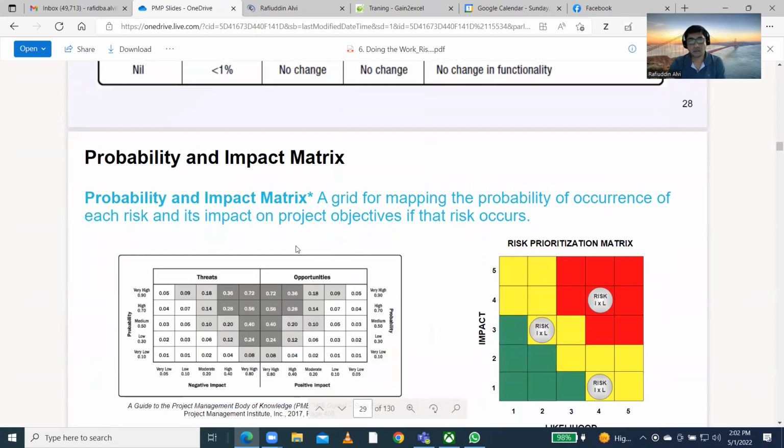One more example here is the probability impact matrix. This is a grid for mapping the probability of occurrence of each risk and its impact on project objectives if it occurs. If it occurs, what is the impact on the project? So what is the negative risk actually called, someone?